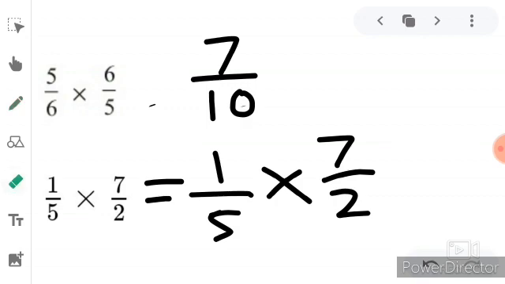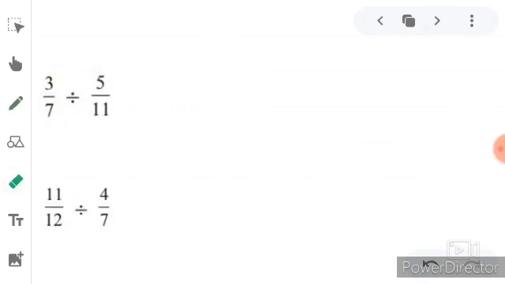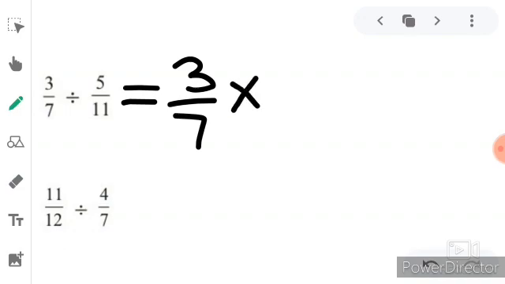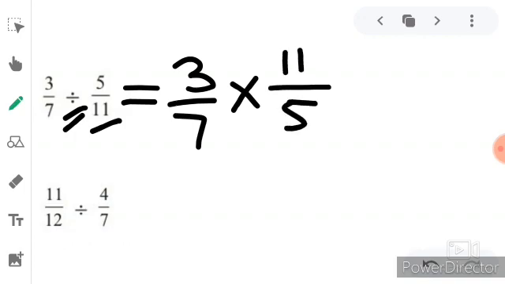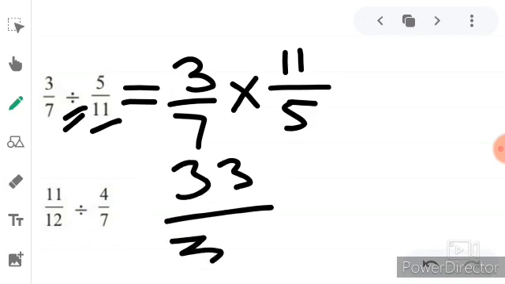Now here students we are going to solve problems on division. We know that to divide a fraction means to multiply the fraction by the reciprocal of the second one. So here we can arrange the numbers like this: 3 upon 7 multiplied by, division becomes multiplication, the reciprocal of 5 upon 11, which is 11 upon 5. Now multiply simply. 3 11s are 33, 7 5s are 35. So this is our answer.